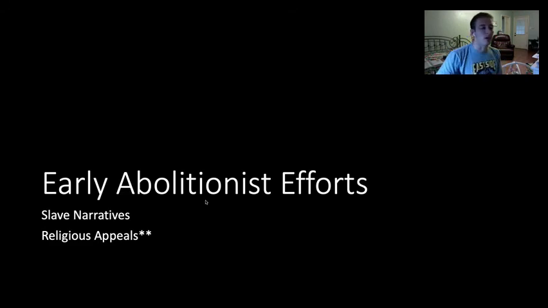circulated around. The other thing is religious appeals, especially with the First Great Awakening and more free blacks and enslaved blacks entering into the fold of Christianity. People say, man, I feel really icky about the fact that I'm a Christian and other Christians are enslaved, right? And so that becomes a big turning point for people. Not everybody feels that way, but some people say that they don't feel right about this, especially because they're converting to Christianity. So that's a big deal for early abolitionist efforts.